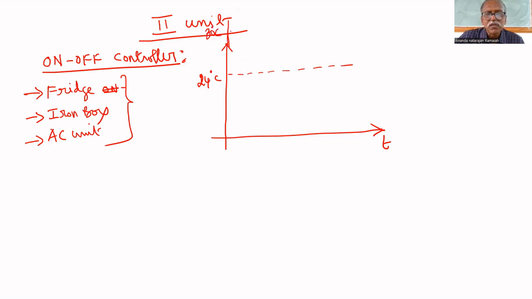Room temperature. If you turn on the AC, what will happen? The temperature will fall. When it crosses 24, if set point is 24, what will happen? AC will be turned off. Am I correct or no? Because set point is 24 degrees centigrade. It decreases from 30 degrees centigrade. When it crosses 24, it will be turned off.